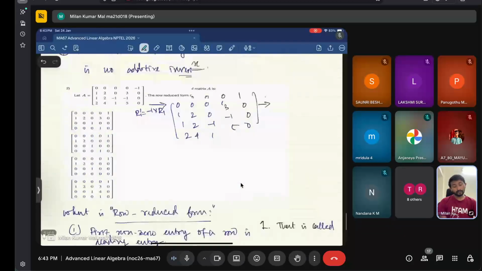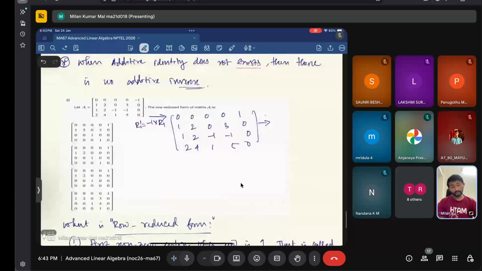Here, all other terms in the fourth column are 0, so there is nothing to do. Now let's come to the second row. Second row, first leading term is 1. But the other two terms below the 1 are not 0. So we want to make those 0. So how to make that 0?